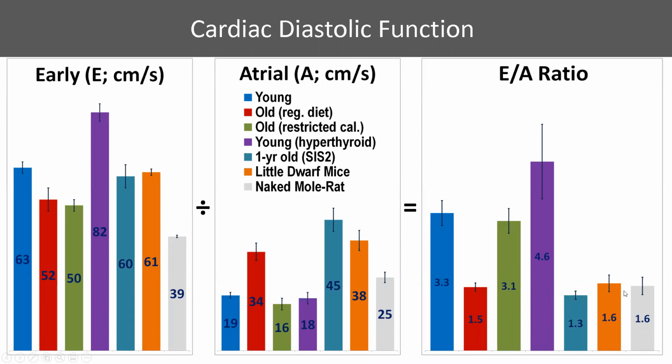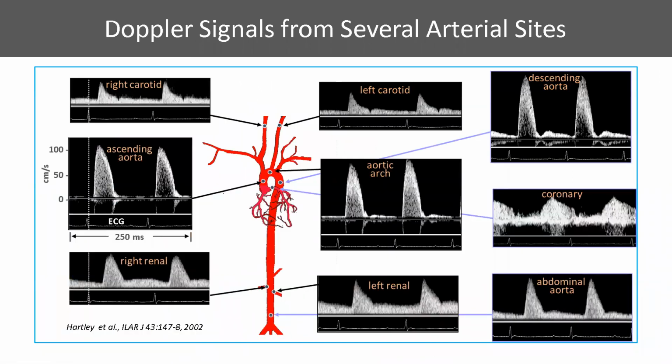In the little dwarf mice, again, it's the same story. They have diminished E/A ratio. They have diminished systolic function. Here they have diminished diastolic function, but they seem to maintain that at the same levels throughout their lifespan. And the same thing with the naked mole rats. And so you see that non-invasively, you can follow them sequentially and serially throughout their lifespan and characterize these animals.